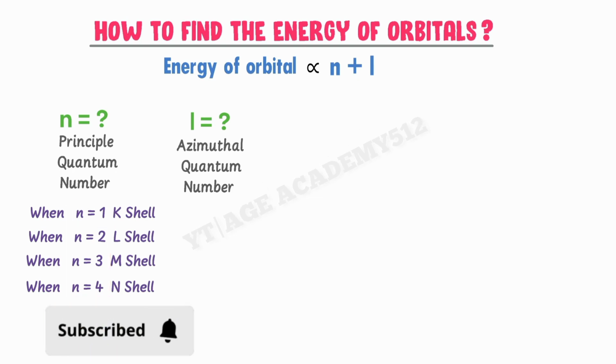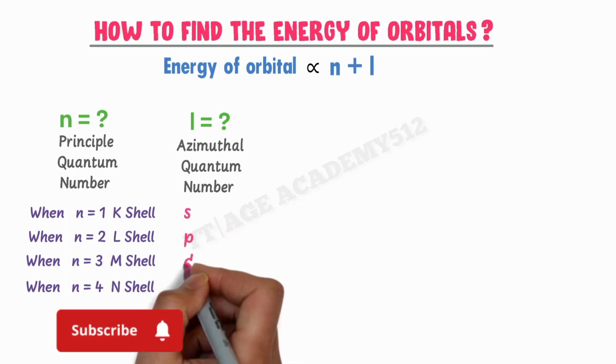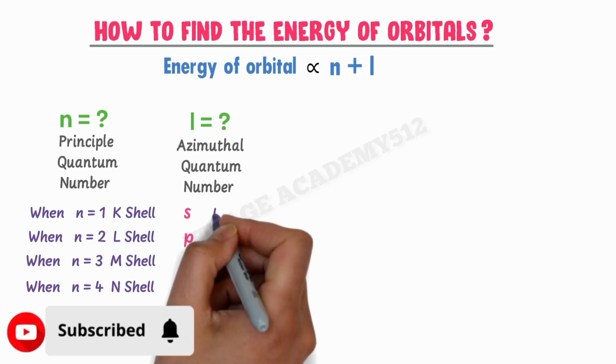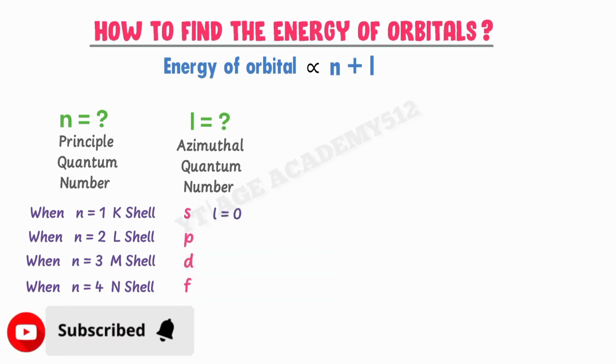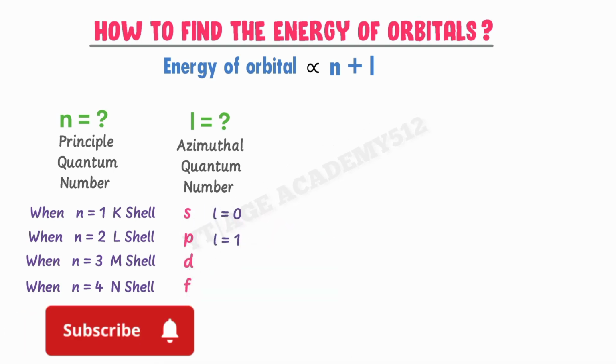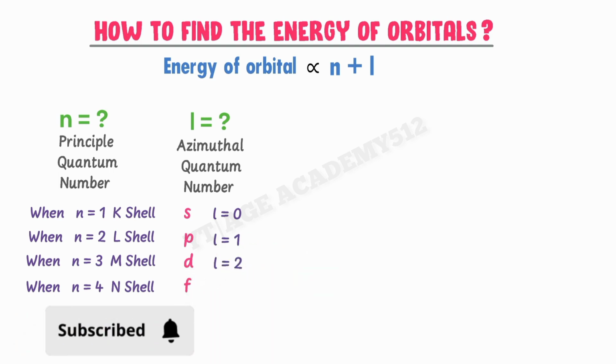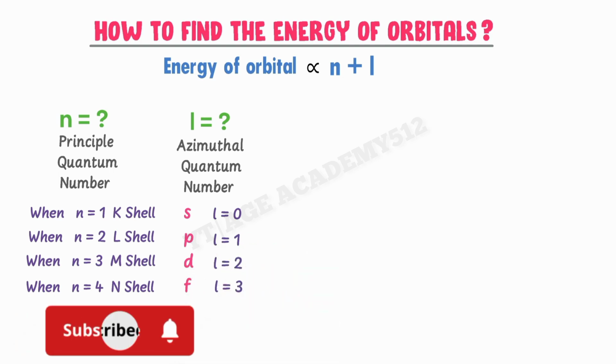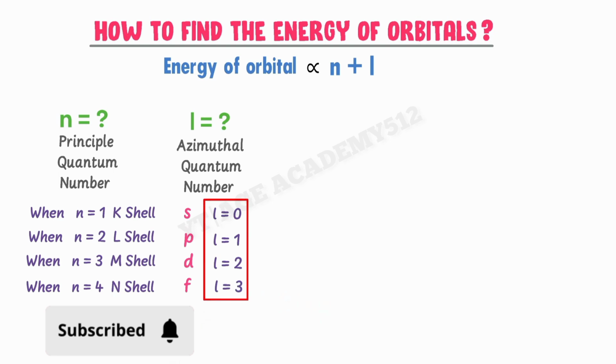Similarly, we know that there are 4 suborbitals S, P, D, F. And for S, L is equal to 0. For P, L is equal to 1. For D, L is equal to 2. And for F, L is equal to 3. Thus L starts from 0 and goes up to 3.